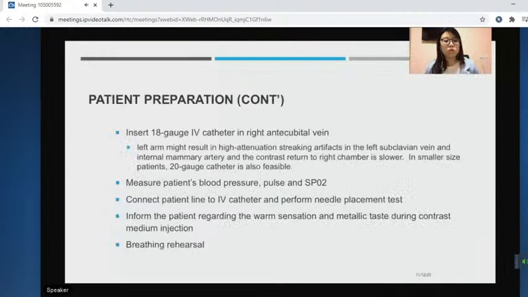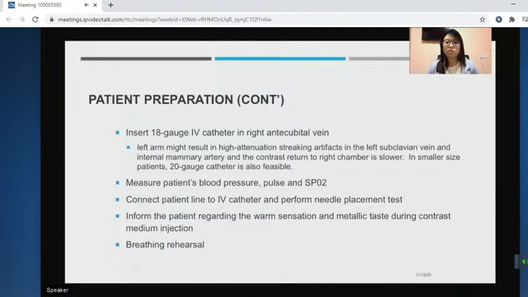And continue with our patient preparation. We definitely need an 18-gauge Venflon inserted at the right antecubital vein. But if it's not possible, then we will use a 20-gauge for a small-sized patient.